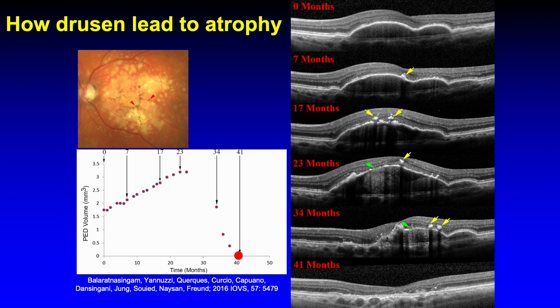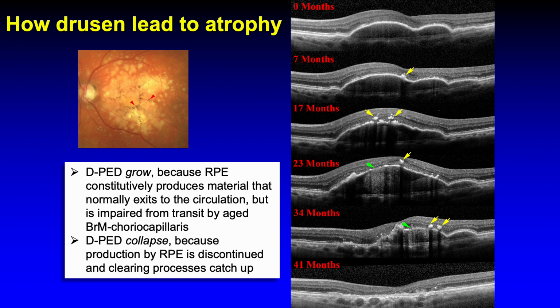We interpret this data based on what I will show in the next few slides as follows: drusenoid PEDs grow because RPE constitutively produces material that normally exits to the circulation, but is impaired from transit by aged Bruch's membrane and choriocapillaris. The PED collapses because production by RPE is discontinued and the clearing processes, whatever they are, can catch up.